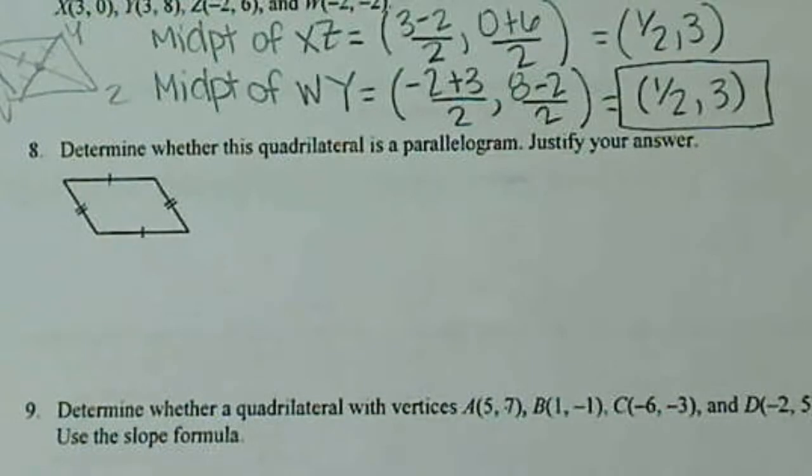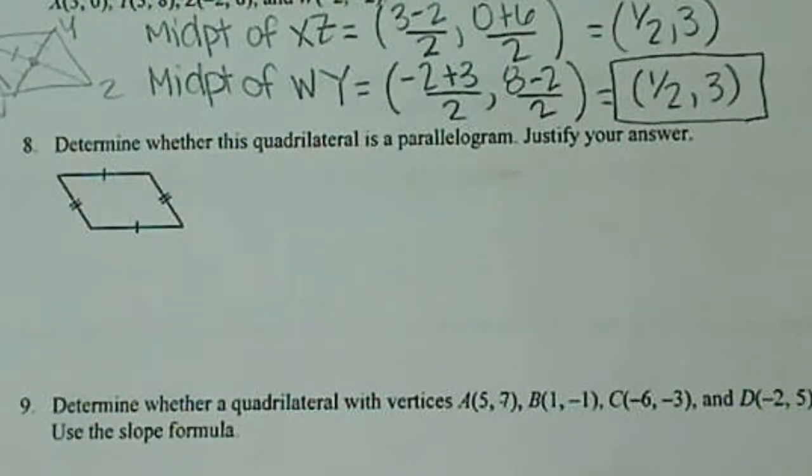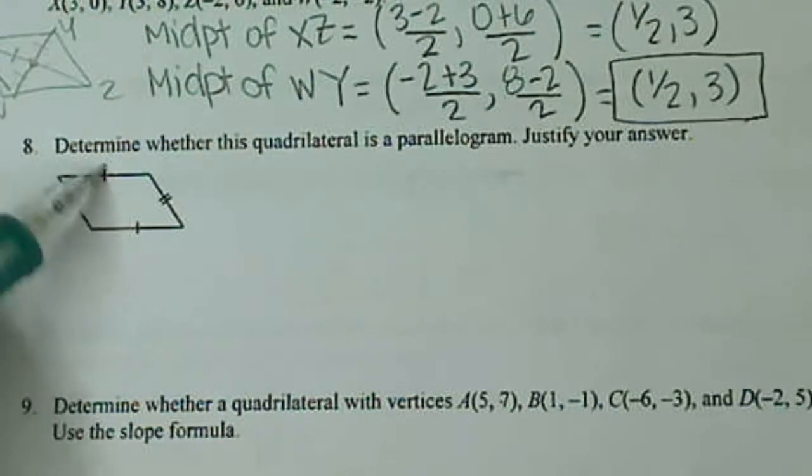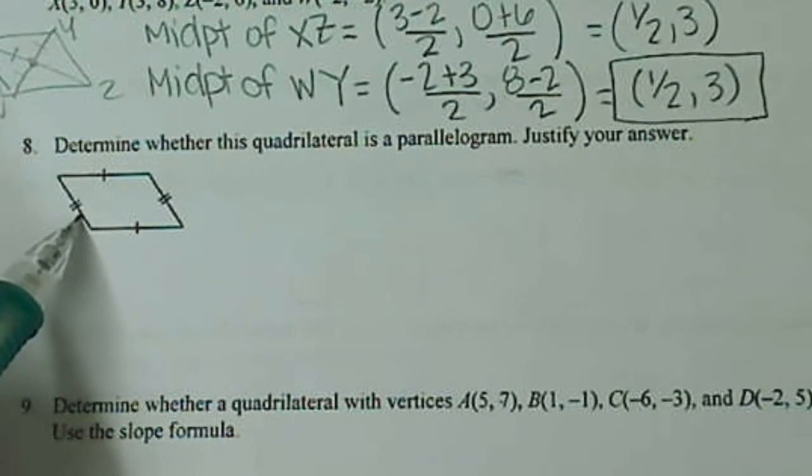Okay, number 8. Here's where those conditions also come in handy. We need to know if this is a parallelogram. One of our theorems and conditions talks about opposite sides, and it says that both pairs have to be congruent. If I only had marks on one pair, that wouldn't make it a parallelogram. You cannot assume that the other set is congruent. But this, I have one pair congruent, and I have another pair that is congruent. So this is a parallelogram.